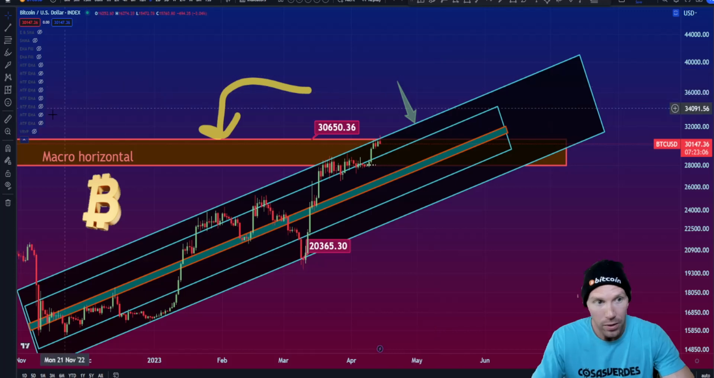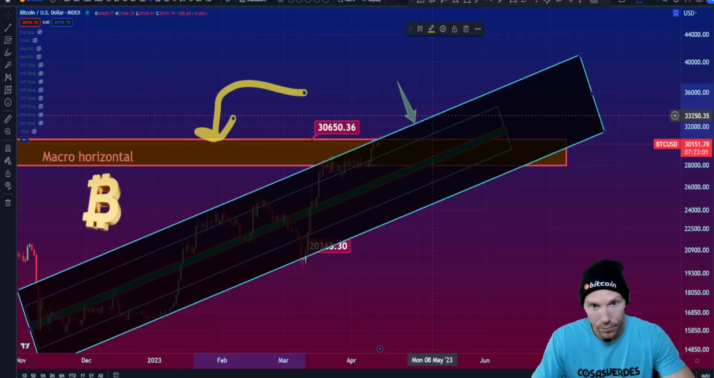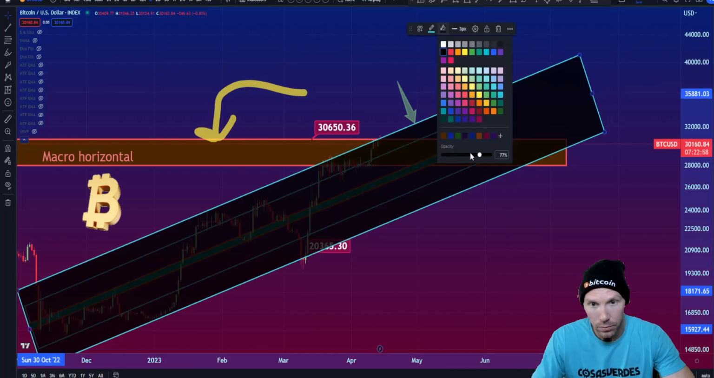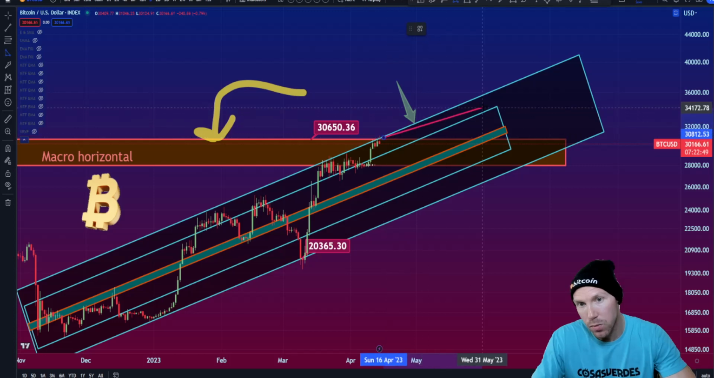Let me show you. So you've got to focus on this line behind it, right? Let me make this a little less opaque. There we go. See that? All right, now you have a triangle. My favorite option for Bitcoin over the next couple months is this.